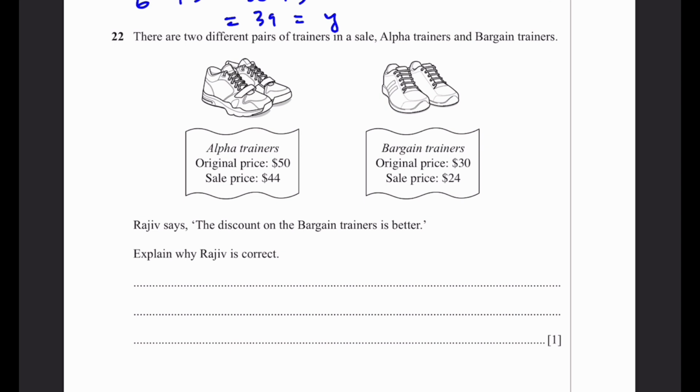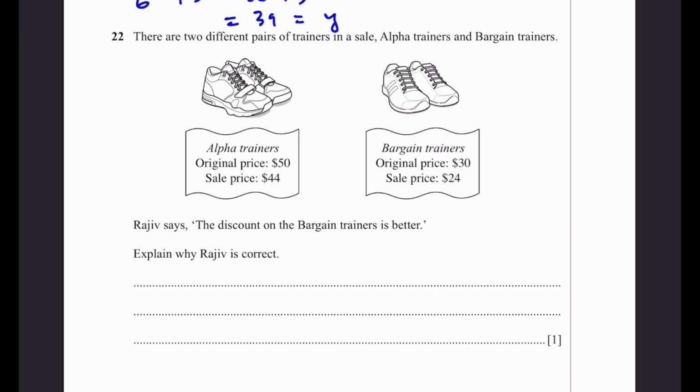Question 22. There are two different pairs of trainers in sale, Alpha trainers and Bargain trainers. Rajiv says the discount on Bargain trainers is better. Explain why Rajiv is correct. Over here, if we see Alpha trainers, $50, $44, so minus $6. That's the basic knowledge. $30, $24, so minus $6. But then you may be thinking, well, because they both have the equal difference and therefore they're equal, so Rajiv is actually wrong. But no, Rajiv is correct.